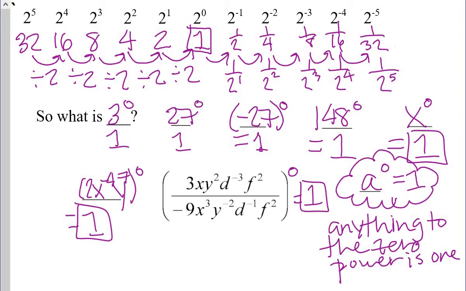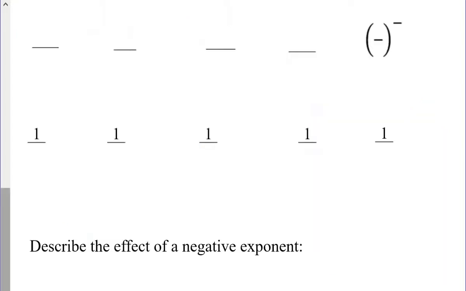So next I'm going to show you guys a few examples of this. Okay, so the first example I'm going to show you guys is 3 to the negative 4th power. And 3 to the negative 4th power can be written as 3 over 1. And what this negative exponent is telling us to do is to move this to the other side of the fraction bar and make it positive. So this would be 1 over 3 to the positive 4, which ends up being 1 over 81.